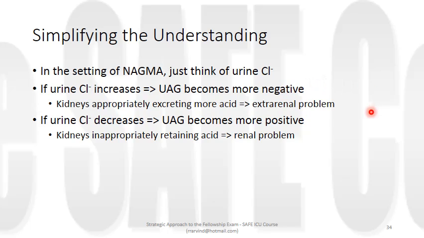the kidneys. On the other hand, in the setting of the normal anion gap metabolic acidosis, if the urinary chloride decreases, the urinary anion gap becomes more positive. And when would that happen? When the kidneys are not excreting chloride. When is the kidney not excreting chloride? When it's inappropriately holding on to acid in the setting of the acidosis. Therefore, clearly this is a renal problem.